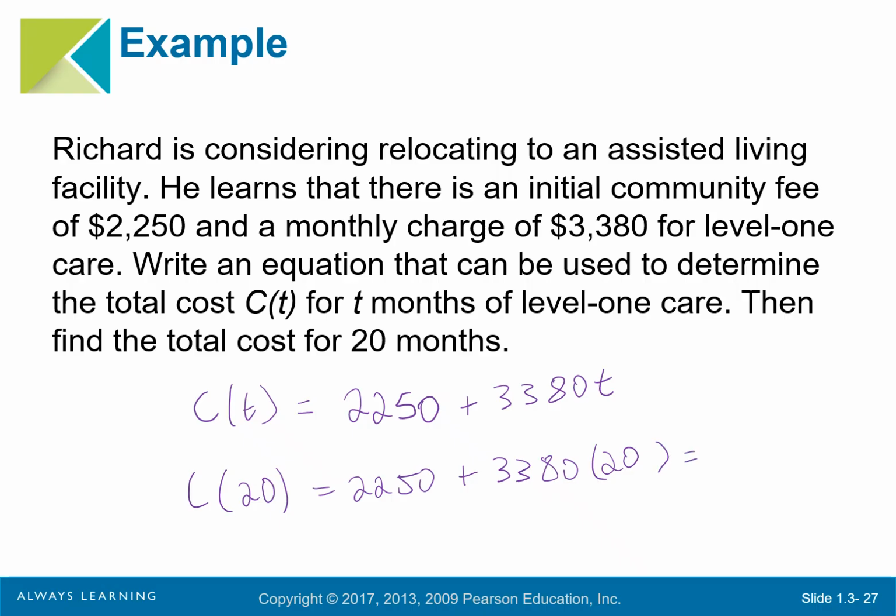gives me, let's see, 2,250 plus 3,380 times 20. Ooh, $69,850. That's pretty expensive assisted living, but I don't know what it really goes for. But that is how we write down its equation and how we evaluate the total cost for 20 months.